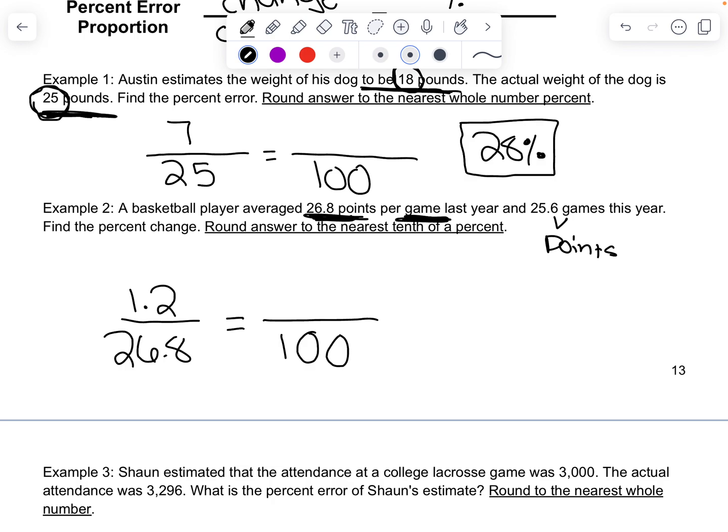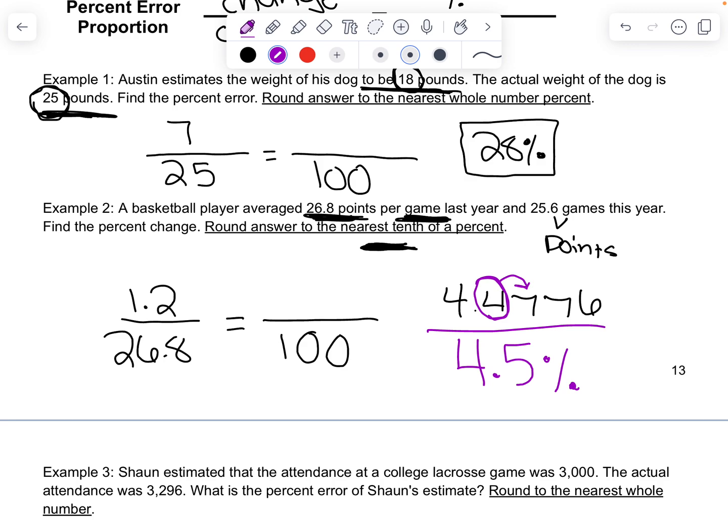And I get a super long decimal. It says round to the nearest tenth. So my decimal that I got was 4.4776. If I want to round to the nearest tenth, I look at its neighbor, and its neighbor is going to tell me to round up to 4.5%. So he changed by 4.5%.